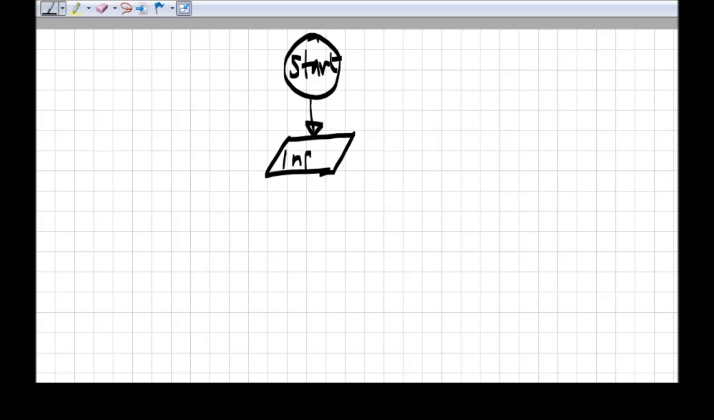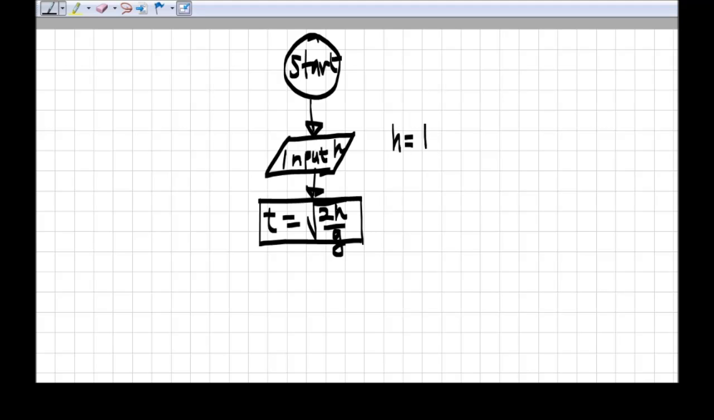Then next, I'm going to ask a user to input a height that they want to find out how long it would take an object falling from that height. And usually that's done in a parallelogram. So input h. Then the very next step would be a processing, calculation. So processing is a rectangle. So our processing would be t is equal to square root of 2 times h over g. Okay, so we know h is input, g is 9.8 meter per second square.